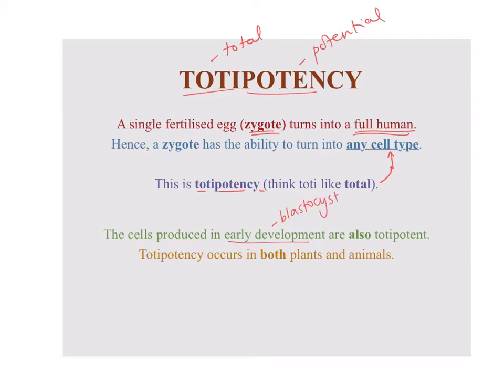And totipotency occurs in animals, so us, as we're talking about this zygote and developmental stage, but also in plants as well. You need to be aware of that, because exam questions will often try to trip you up and ask about totipotency in plants, when really lots of people just forget about it.